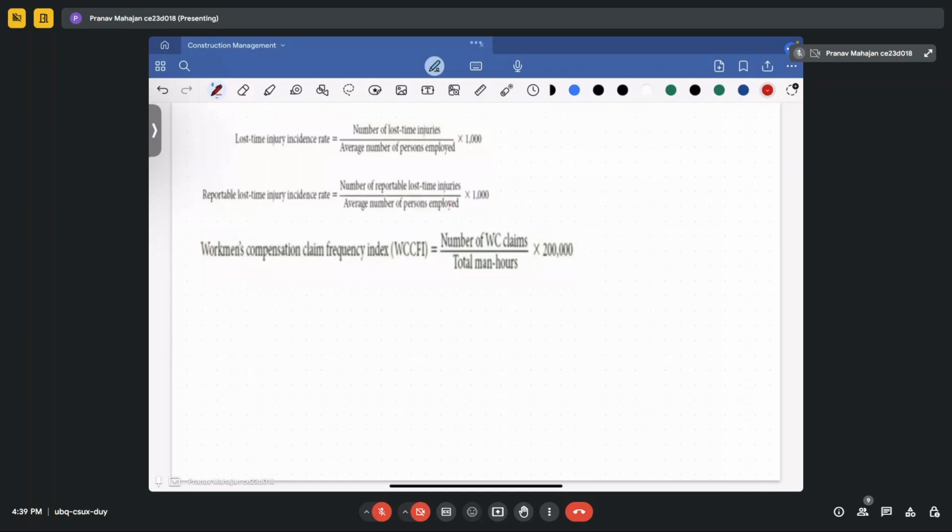Another is the workman's compensation claim frequency index. That is the number of workman compensation claims divided by the total number of man hours, multiplied by 200,000.